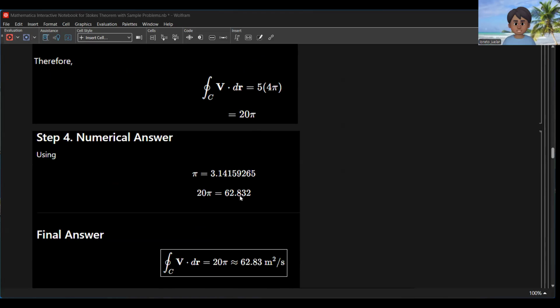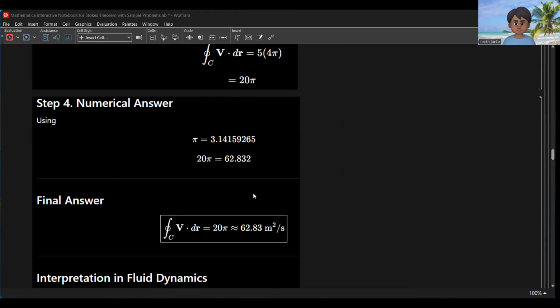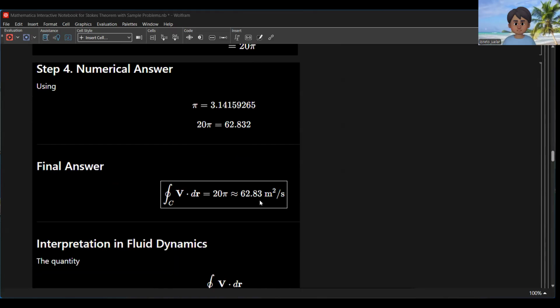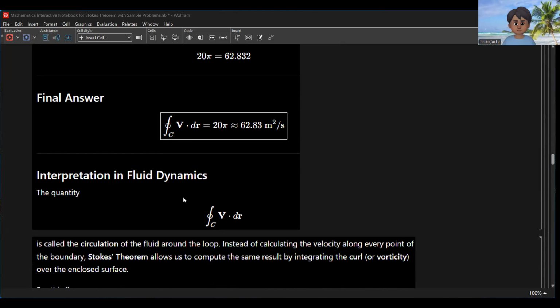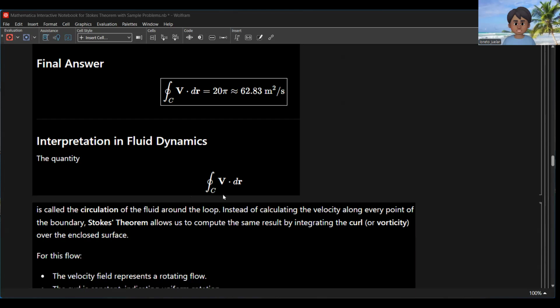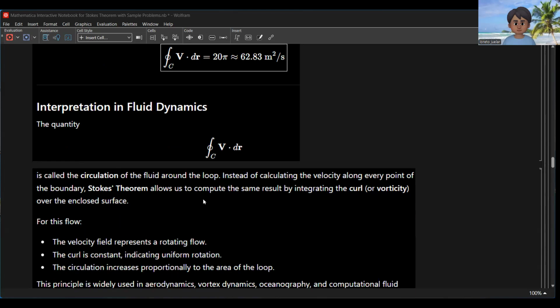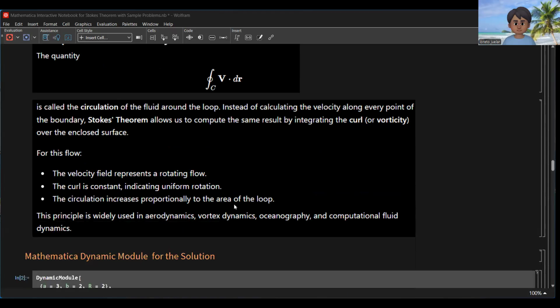So the numerical answer here is 62.832. So the final answer here is 62.832 meters squared per second. Now we have the interpretation in fluid dynamics. This quantity is called the circulation of the fluid around the loop. Instead of calculating the velocity along every point on the boundary, Stokes theorem allows us to compute the same result by integrating the curl or vorticity over the closed surface.